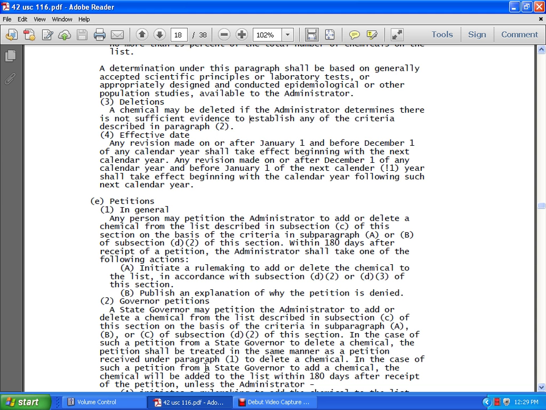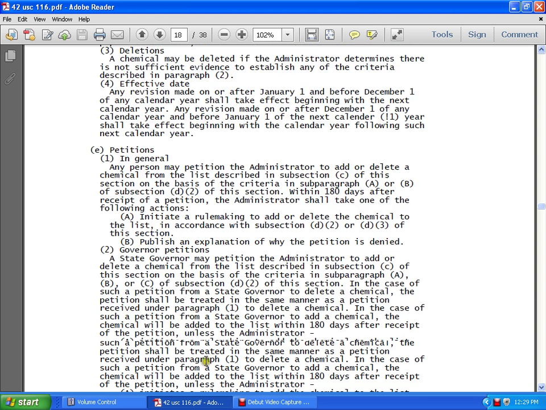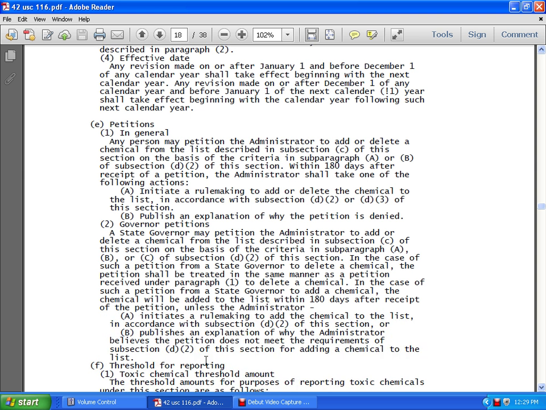In the case of such a petition from the state governor to add a chemical to the list, the chemical will be added to the list within 100 days after the receipt of the petition, unless the administrator A, initiates a rulemaking adding the chemical to the list according to subsection D2 of this section, or B, publishes an explanation of why the administrator believes the petition does not meet the requirements of subsection D2 of this section for adding a chemical to the list.